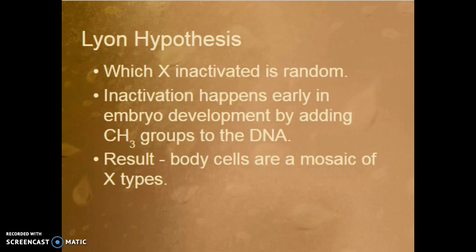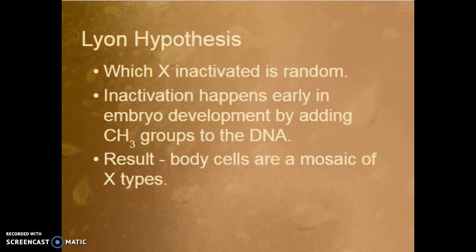So that inactivation happens early in embryonic development. We add methyl groups to the DNA. So you'll see that described as methylation. We add a methyl group, we're adding a different functional group to the edge of the chromatin, and that changes the electronegativity of the region. That's going to change the folding of the chromatin, and it's going to change which X is activated and which is not. Incidentally, this is not unique to the X chromosome. We methylate lots of our DNA.